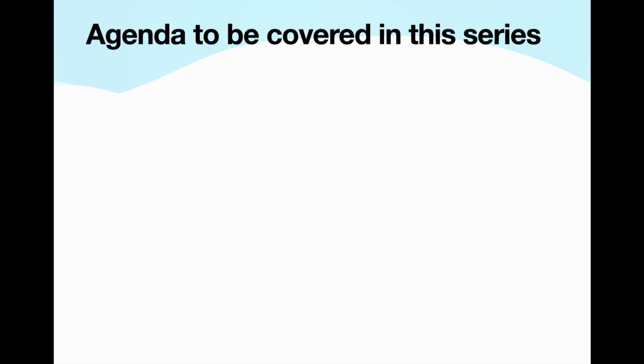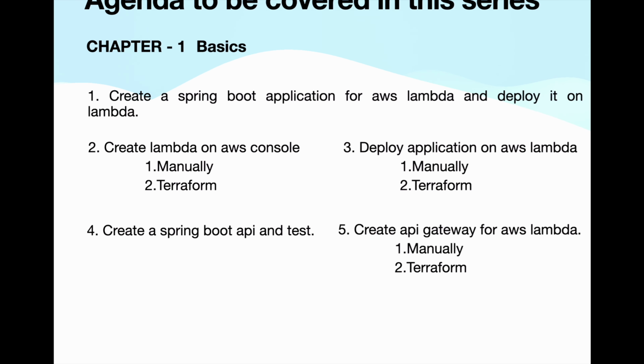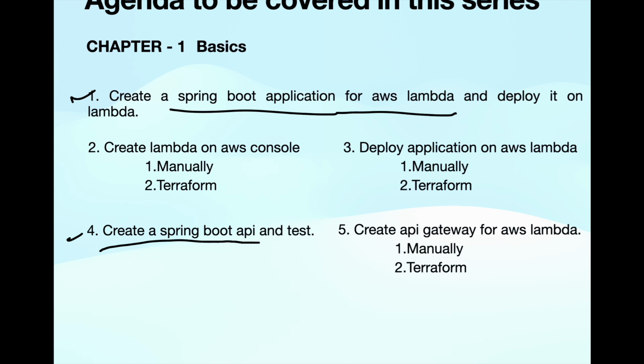Now let's jump into chapter one, and in chapter one we'll be covering the first point and the fourth point today. So I'll create a Spring Boot application for AWS Lambda, and we'll create a Spring Boot API, a REST controller, and create an API on that, and how that API is communicating through API Gateway. That part we will be covering in the next video. So for today, we'll be covering the first point and the fourth point. Okay, so let's get started.